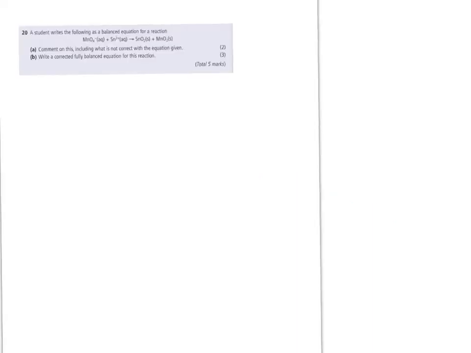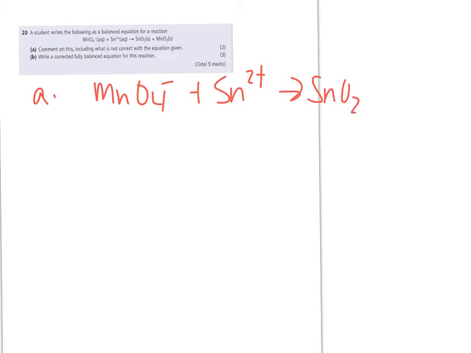And number 20, a student writes the following as a balanced equation for a reaction. Comment on this, including what is not correct with the equation given. Well, when you look at the equation that they've written, although the number of each kind of atom matches up, I've got 1 manganese on each side, I've got 4 oxygen, and I've got 1 tin. The problem is when I look at this is that my charges don't balance. I've got a 0 charge on this side, but I've got a -1 and a +2 for a +1 charge on this side. So that's a problem.